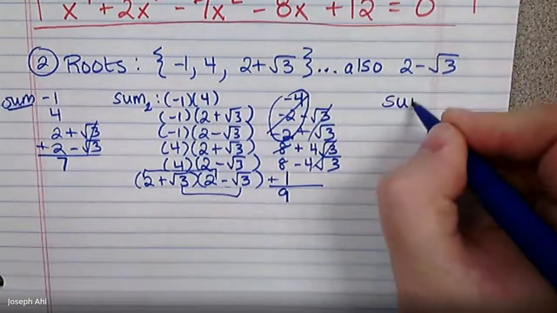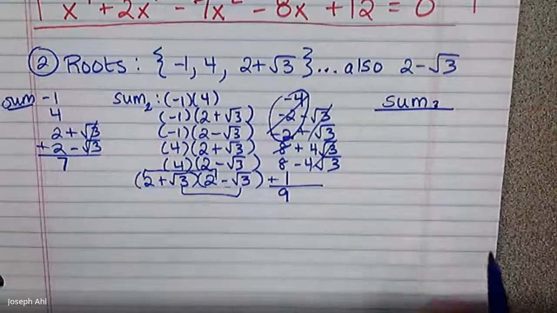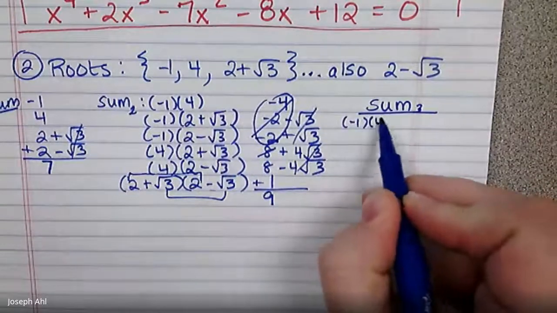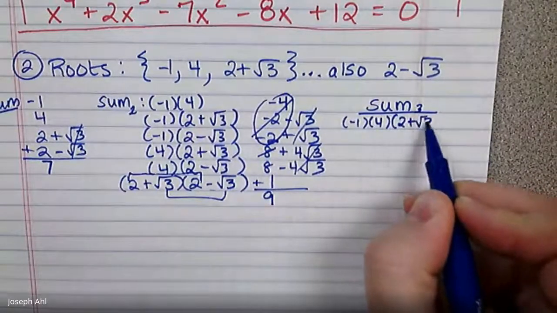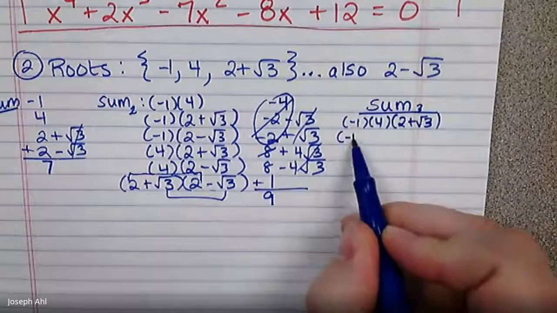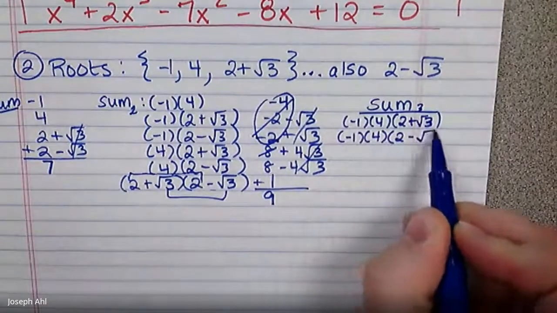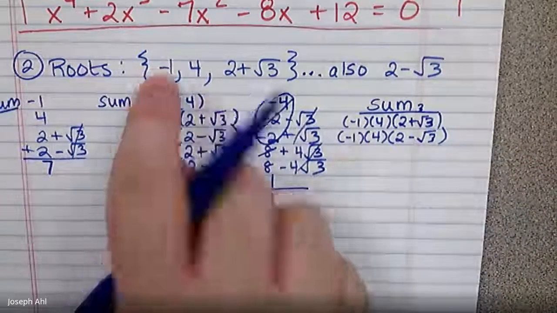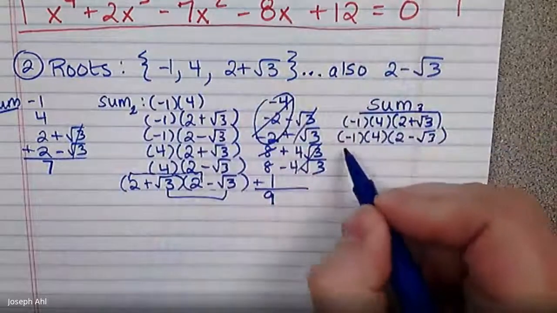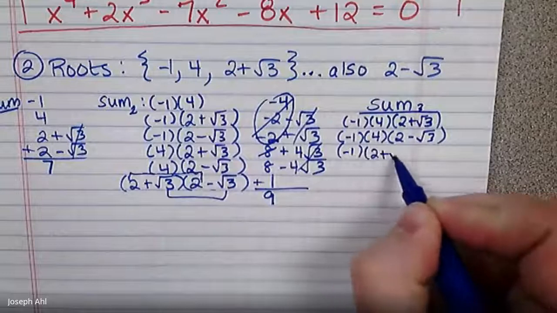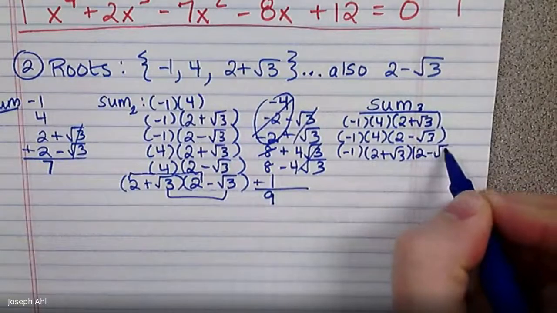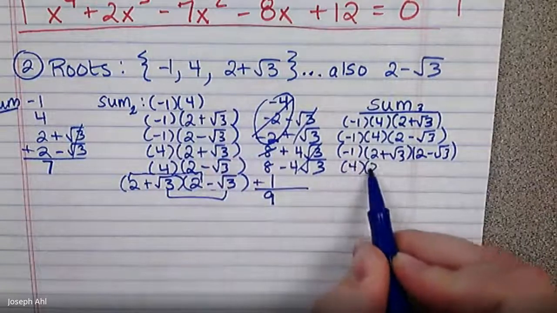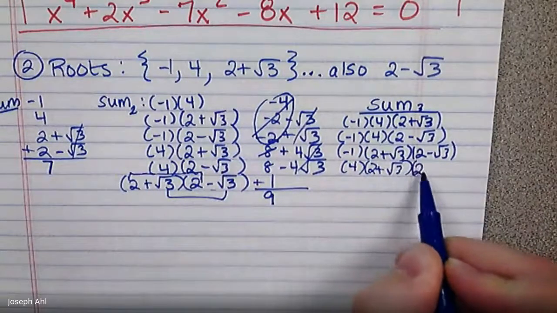Let's move on to the sum 3 at a time. Let's see if I can squeeze this in here. All right, so I have to do 3 roots at a time, so I could do -1, 4, and 2 plus radical 3. I could do -1, 4, and 2 minus radical 3. And there's 2 other combinations. I could do -1 with this conjugate pair, -1 with 2 plus and 2 minus radical 3. Squeeze that in there. And then I could do 4 with the conjugate pair, 2 plus and 2 minus.